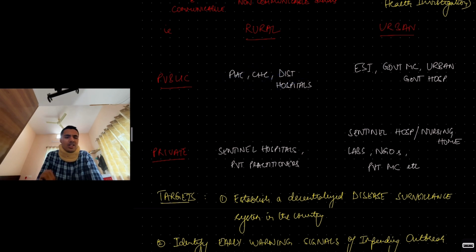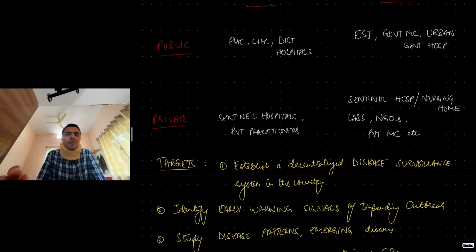Rural private sectors, not many, but you can have certain sentinel hospitals, certain private practitioners in rural areas. Sentinel is when you have hospitals which have a large amount of data. They collect a lot of data, and so they can report a lot of data to the IDSP program. Urban public sector, you have government medical colleges in cities, ESI hospitals, urban government hospitals, etc. And you also have urban private sector, which is the private sentinel hospitals, the nursing homes, the laboratories in cities, the NGOs, the private medical colleges. These are all the data reporting units in private urban sector.